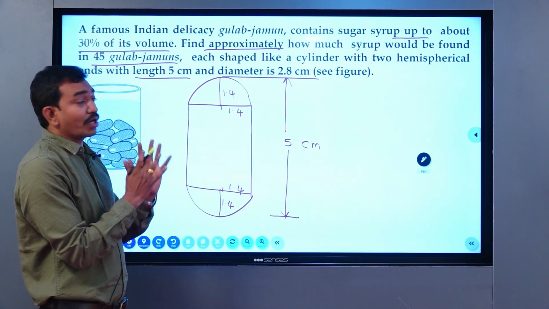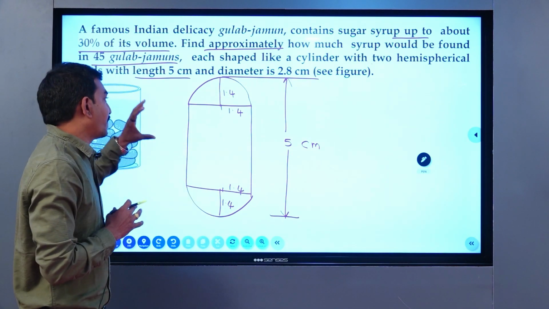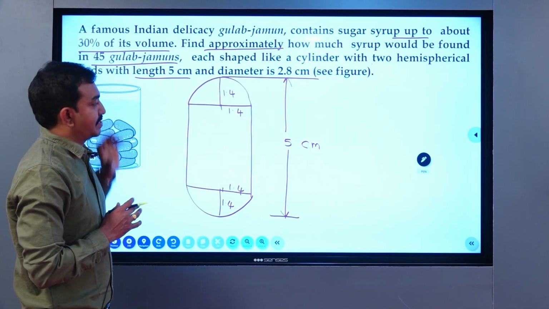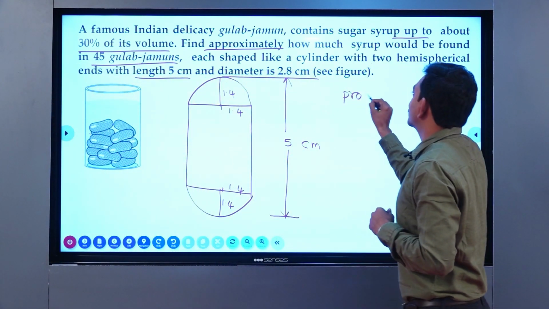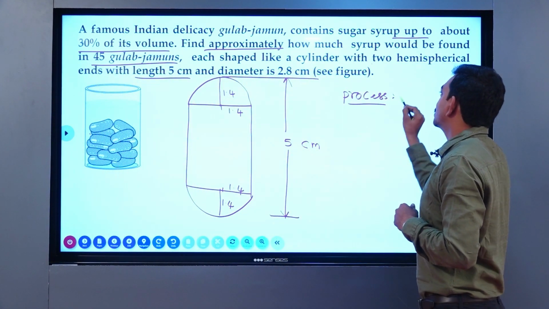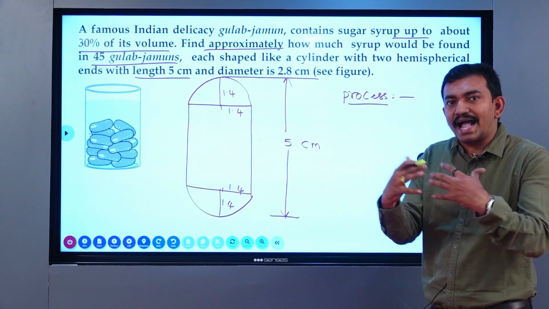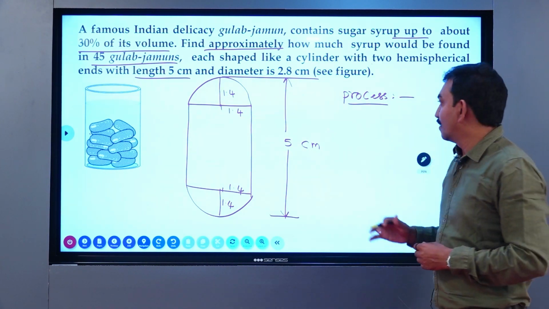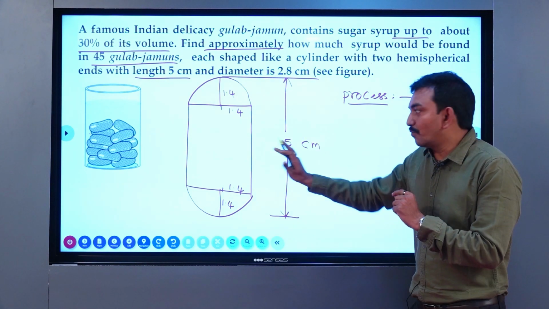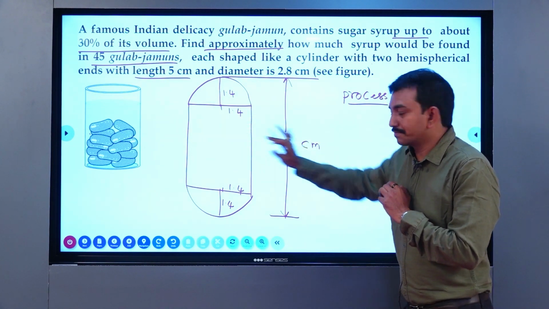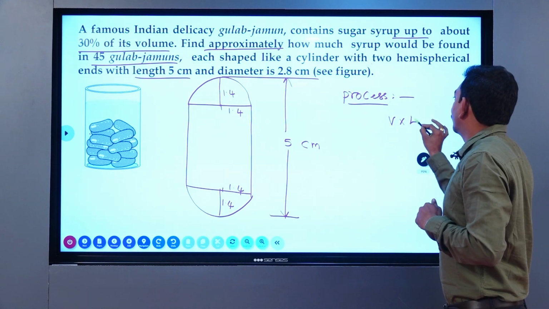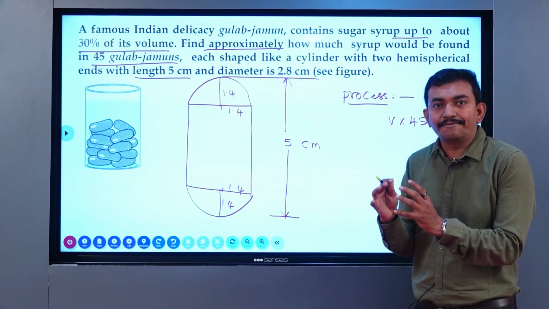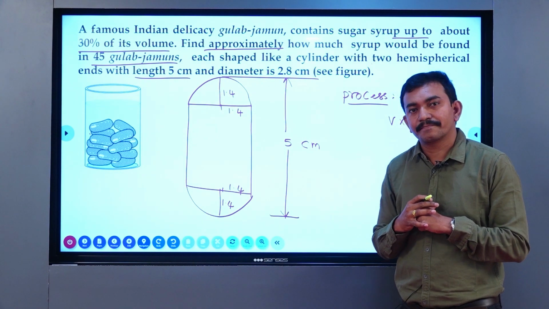What is the amount of sugar syrup which is present in 45 gulab jamuns? What is the process to solve the question? Dear students, before we go for calculations, let's find out the actual process to solve the question. If you can find the volume of one such gulab jamun, and multiply it with 45, then we can get the volume of 45 gulab jamuns.